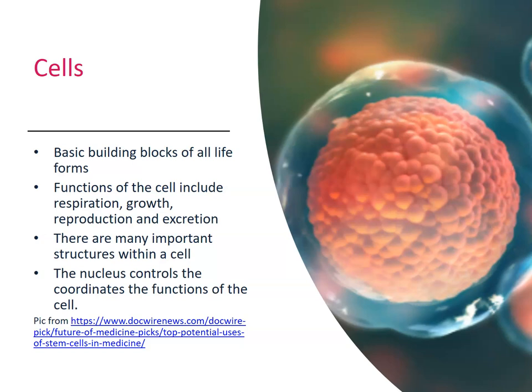The functions of the cells allow us to have different bodily functions. So different cells do different things, but these include respiration, okay, so being able to breathe, growth, reproduction, excretion, pretty much anything that our body does, it requires cells to do. So the transferring of brain impulses, the ability for our muscles to twitch, those kinds of things.